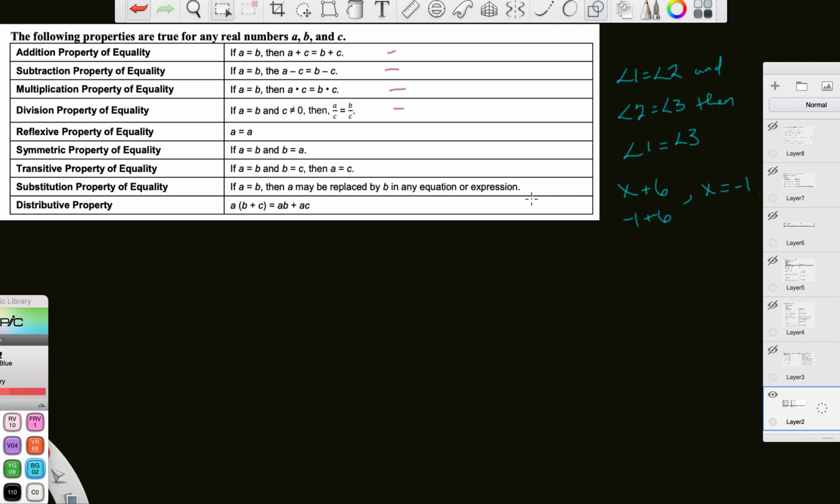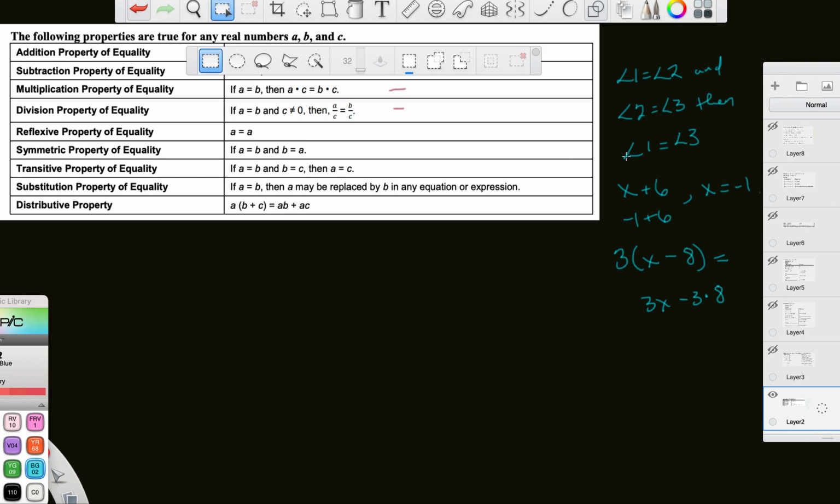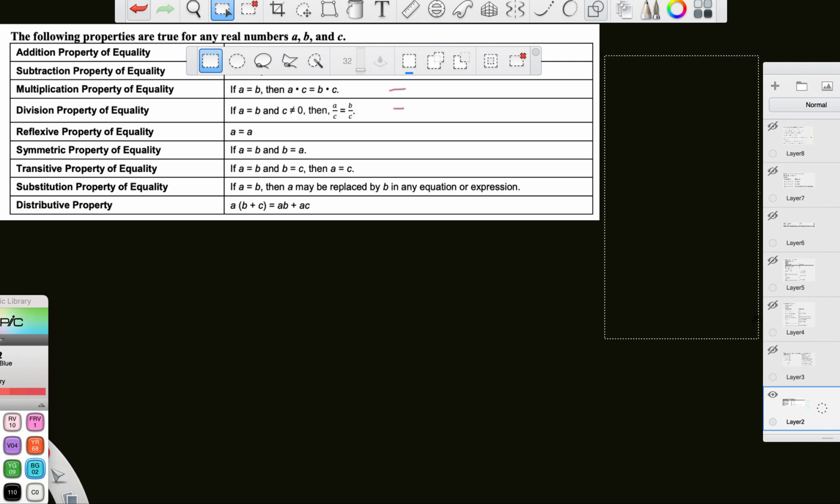The distributive property, obviously, if you have 3 times x minus 8, then the distributive property says this is the same as 3 times x minus 3 times 8. Right? And you would say 3x minus 24, and you'd be right. That's using the distributive property. So let me, once again, get rid of all this, and we'll move on.